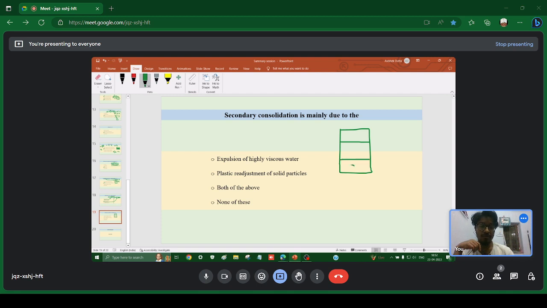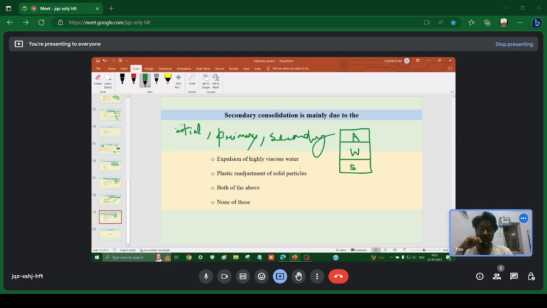This is the soil solids, this is the water, and this is air. So we can divide the consolidation phase into three parts. First is the initial consolidation, then comes primary consolidation, and then comes secondary consolidation.